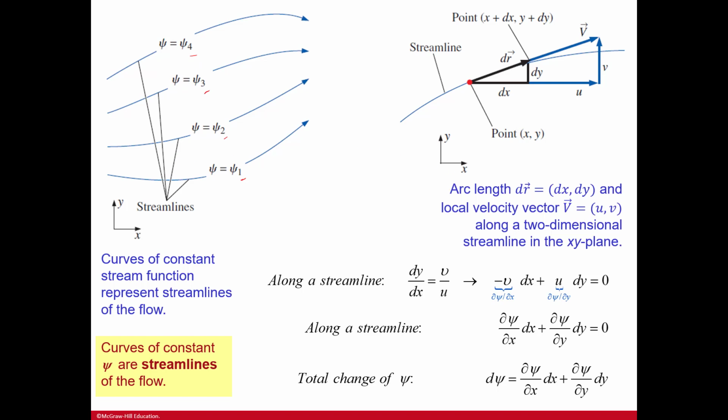And you can see this when you just take one arc. So you have an arc length here in reference to the change in x and y and a local velocity vector v along a two-dimensional streamline in the xy plane. And so you get this formula for along a streamline and then the total change of this streamline. And remember, this is the streamline. Okay, so curves of constant streamlines are streamlines of the flow.